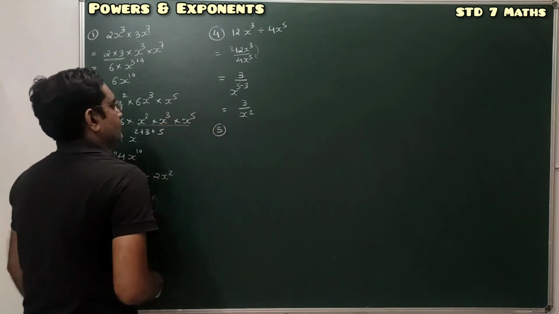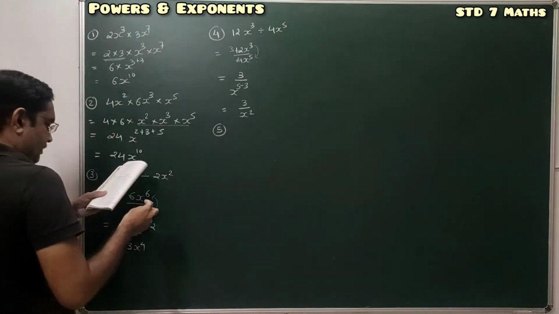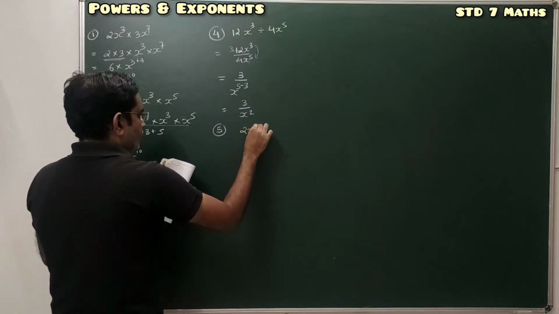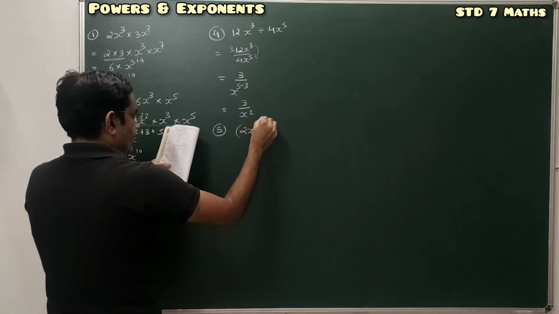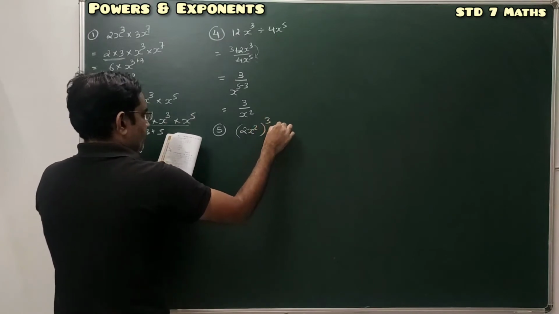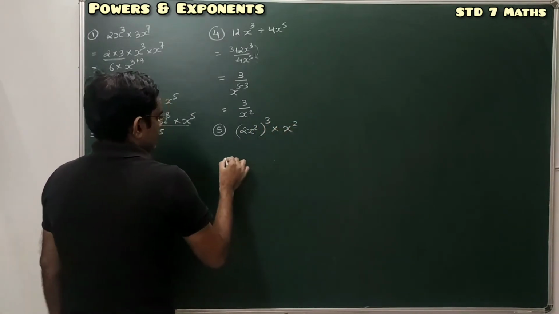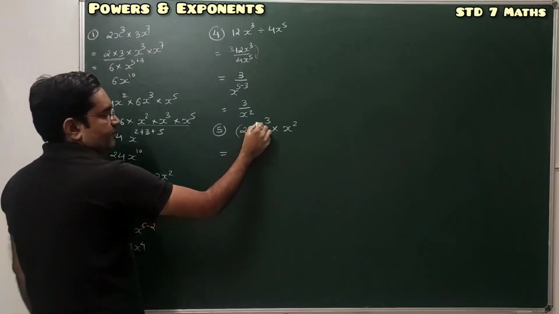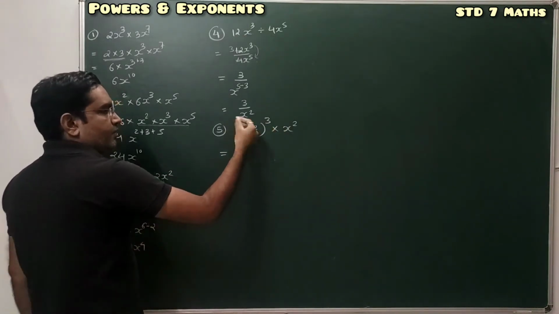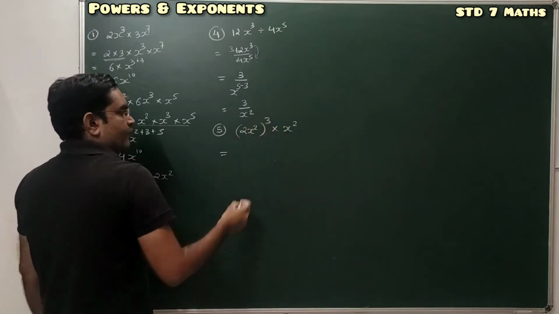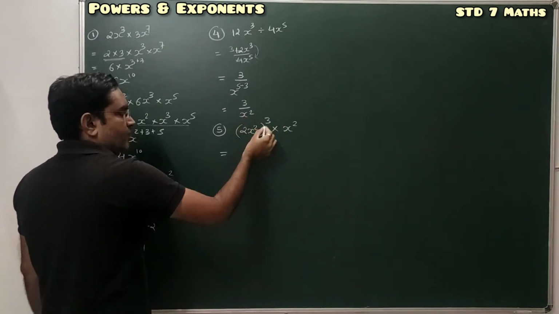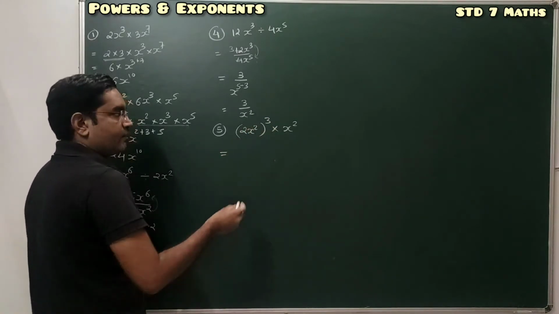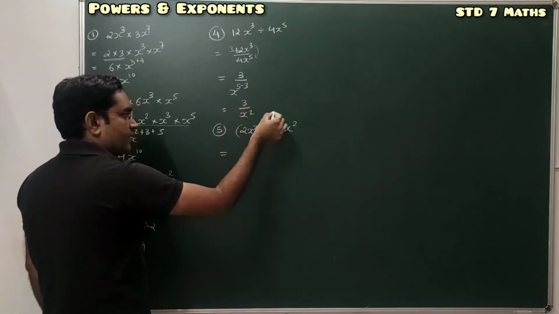3 upon x square is the answer. Done? Next question is given as 2x square raised to 3 multiplied by x square. Here you can see that it's a power of power. Power of power means you can perform the multiplication of the exponents. So it's a power of power as well as power of multiplication, 2 into x square. So we can apply this power 3 to this 2 as well as to this x square.